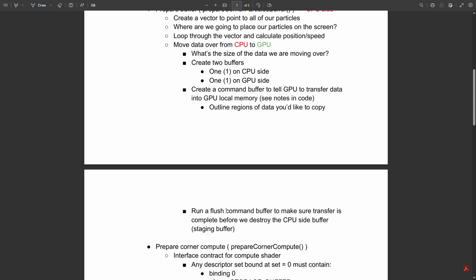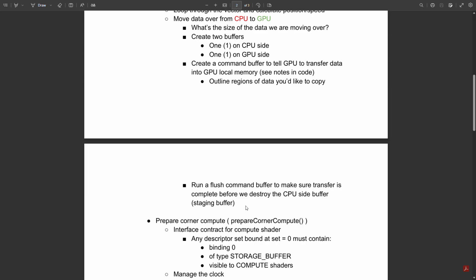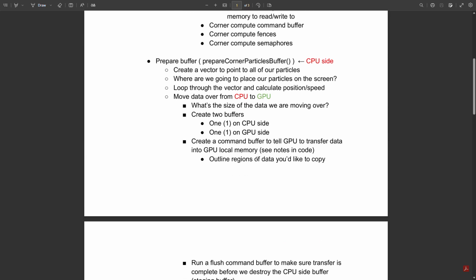staging buffer. Okay, so after we initiate the copy, we run a flush command, to make sure that the data has successfully been transferred over, and then we destroy the staging buffer because it's good housekeeping, guys, right? We don't want to be draining system resources unnecessarily. If we don't need it and it's not relevant anymore, let's just flush it out, let's destroy that staging buffer. Okay. So let us move on.